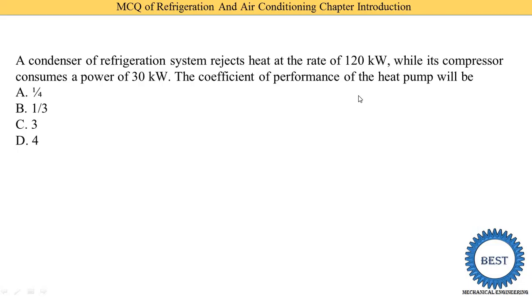For a heat pump, we know that the heat rejected by the condenser is our output, and the input is the power supply. So 120 divided by 30, the answer is 4. But suppose this question is asked for a refrigerator, then the answer is 3, because the heat rejected by the condenser is the summation of the heat absorbed in the evaporator plus work done. So the heat absorbed by the evaporator is only 90 kilowatt, because it is 120 minus 30. So 90 divided by 30, the answer is 3 for a refrigerator. But here we considered a heat pump, and the answer is option D, 4.